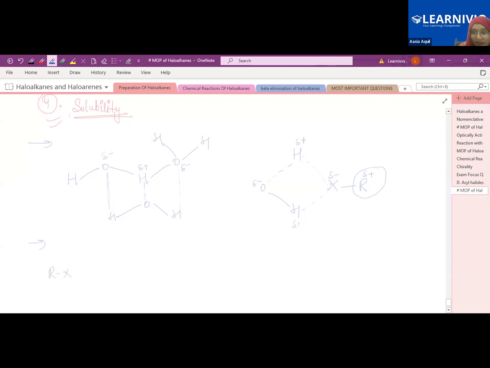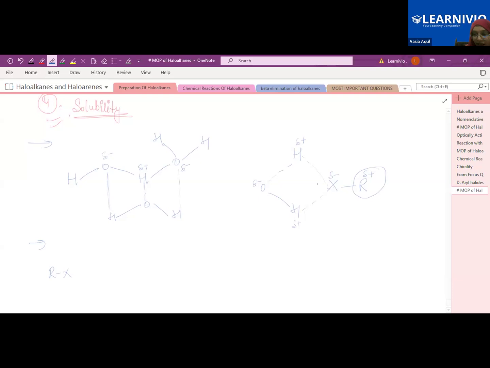When you try to dissolve this RX in water, there will be a new attraction that came into play between the water and RX. And this new force of attraction between the water and RX is much weaker than the hydrogen bonding, right? Than the hydrogen bonding. So due to that, the RX is immiscible in water. Okay, RX is immiscible in water.